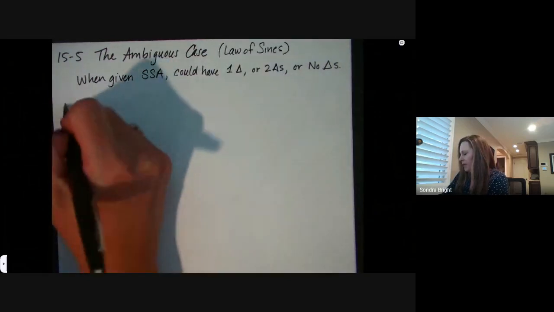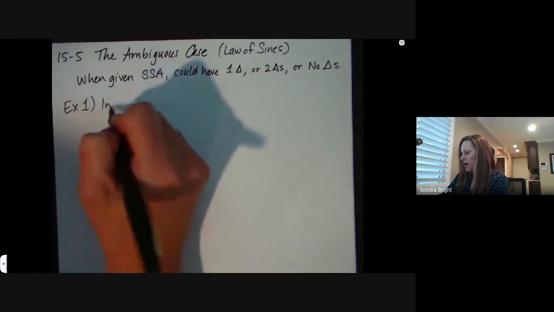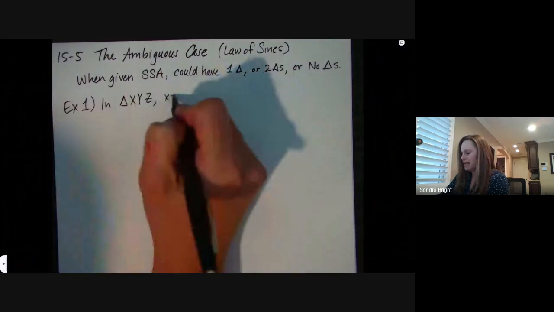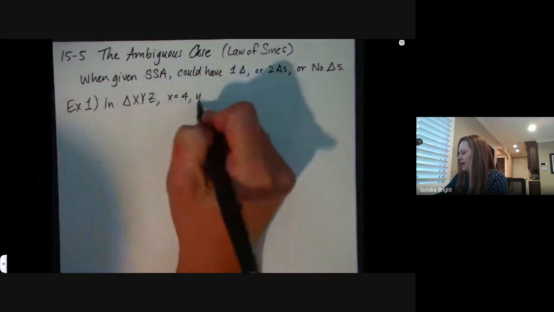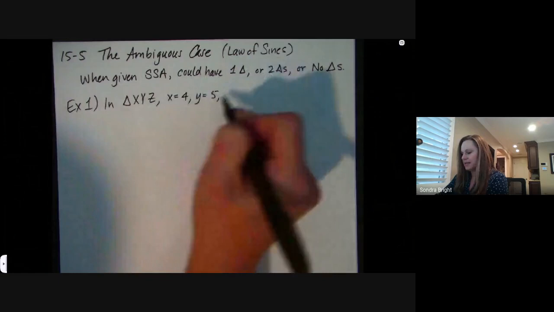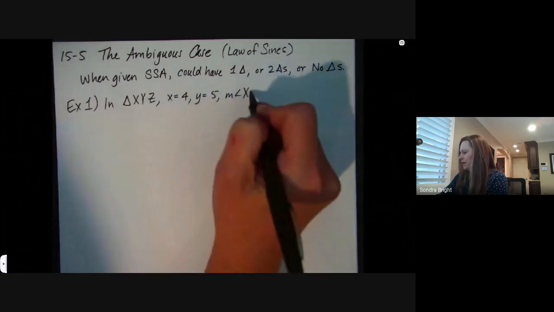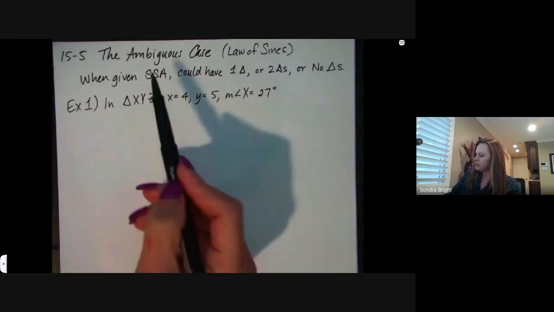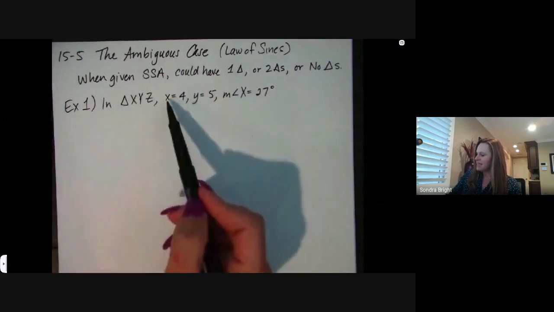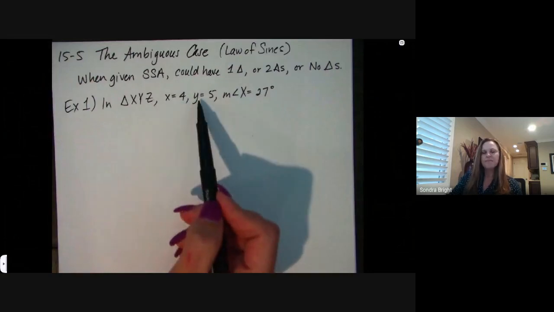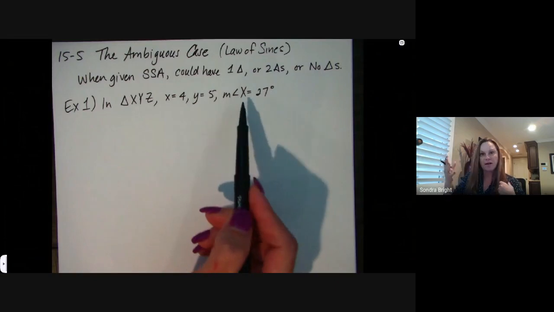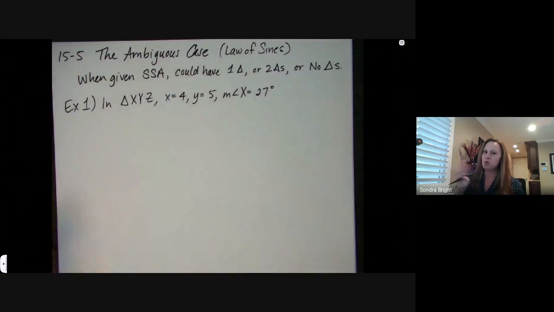In triangle XYZ, I'm going to say side x is 4, side y is 5, and the measure of angle X is 27 degrees. So how do I know that this is the ambiguous case type? Do you notice that one of the sides they gave me is the same letter as the angle they gave me? That's how you know it's the ambiguous case, the pain in your butt one, and you've got to be aware. You've got to go, oh wait, this could be one triangle, two triangles, or no triangles. So you've got to check.